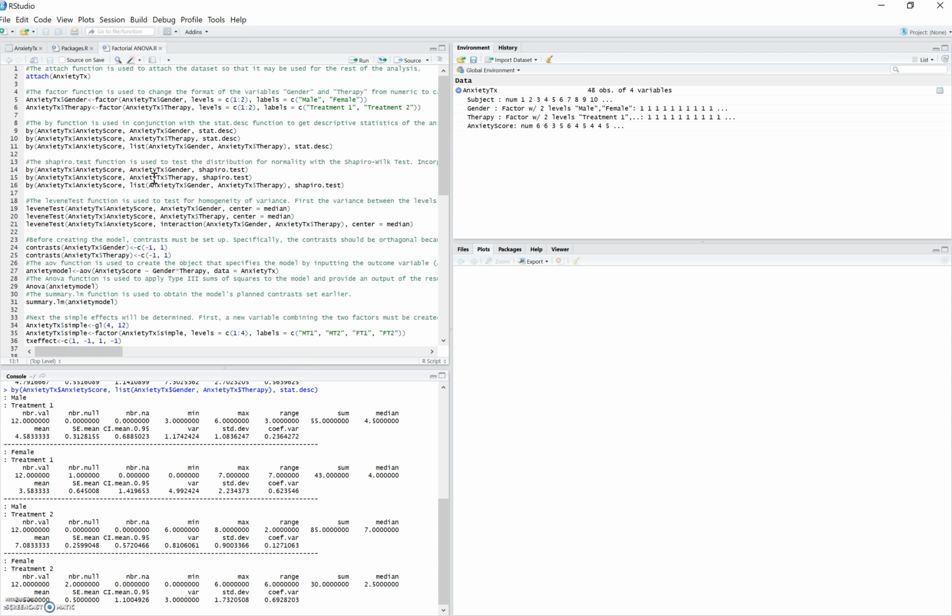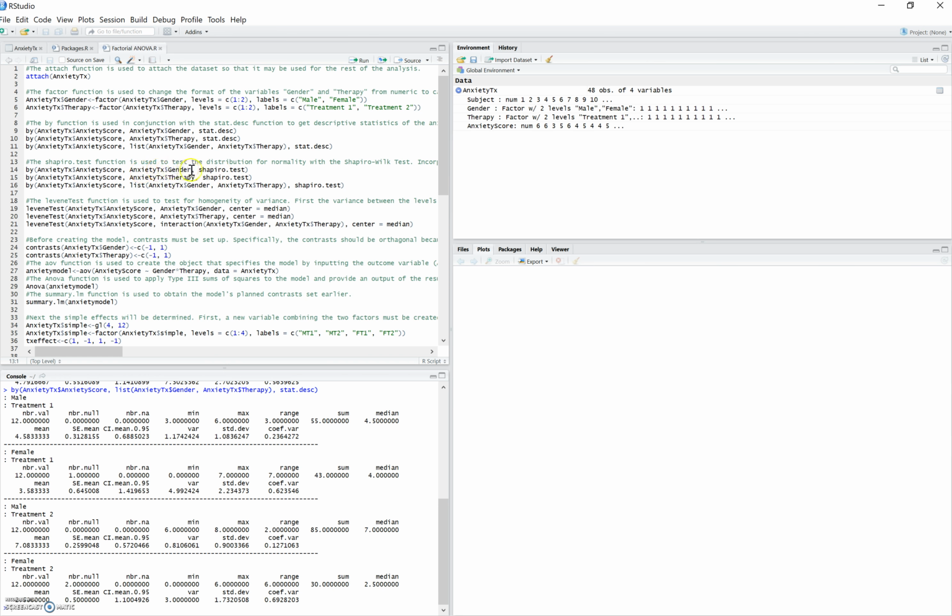So now that we have the descriptive statistics, I want to test for two of the assumptions. The first is the assumption of normality. Second is the assumption of homogeneity of variance. So first, I'm going to use the by function along with the Shapiro test to determine if the data is normally distributed within the groups.